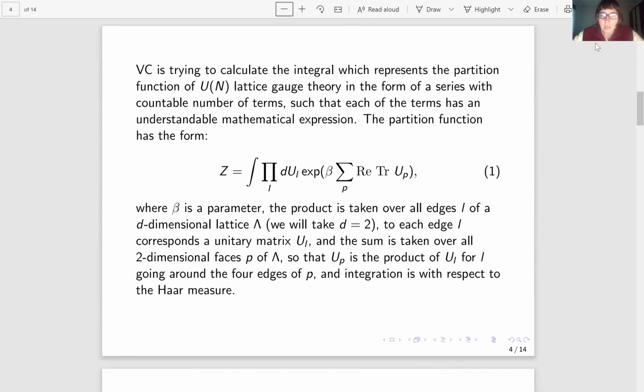The sum is taken over all two-dimensional faces P of this lattice Lambda. L denotes the edges of this lattice, the one-dimensional faces, and P denotes the two-dimensional faces, also called plaquettes in lattice gauge theory. And U_P is the product of U_L for all L going around the 4 edges of P. So on each edge you have a unitary matrix, and you go around a square cell in the lattice, which has 4 sides, and you take the directed product of these 4 matrices. The integration is with respect to the Haar measure on the unitary group, and this is the real part of the trace of this.